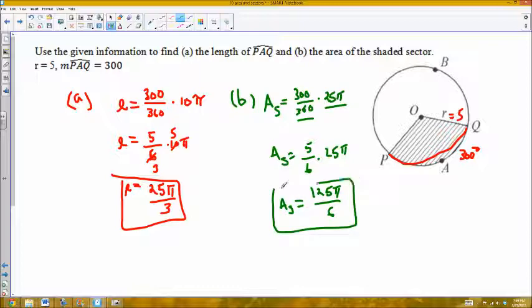Okay? So anytime you're dealing with a portion of the circle, it's whatever that portion is times the circumference for the length, and whatever that portion is times the area for the sector area.